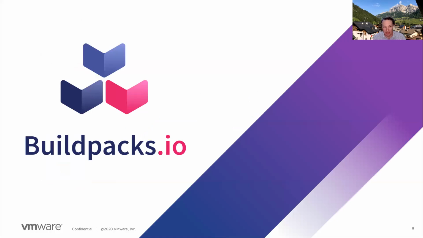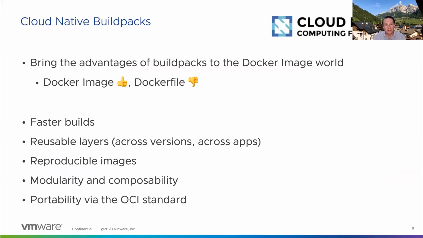the Cloud Native Buildpacks project. Our website is buildpacks.io. It's a great resource for linking to everything else that happens with buildpacks. The point of Cloud Native Buildpacks is that we want to bring the advantages of buildpacks to the Docker image world, because fundamentally we are all in alignment that Docker images are really, really good, especially Docker image v2, the OCI image specification, really great. While we don't think that Dockerfiles necessarily fit the vast majority of use cases for application developers trying to deploy on Docker-compatible platforms.